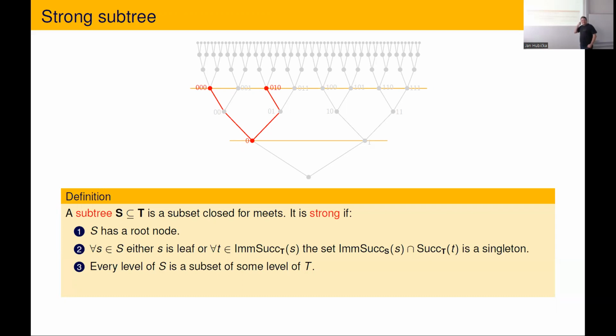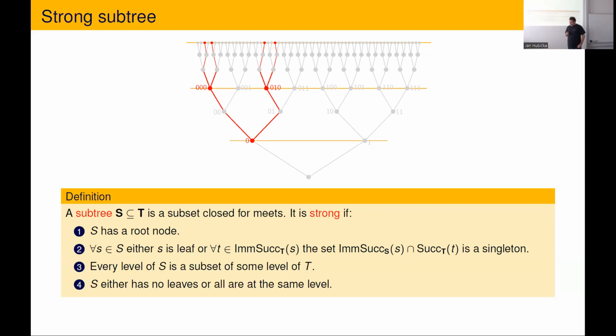Other definitions fail. So I have some examples. Here you have to continue the same way. You start from the nodes. You decide that they are not leaves, and that means that you need to pick another level, and then you need to pick successors of those immediate successors, for each of them one. So this is an example of a strong subtree.